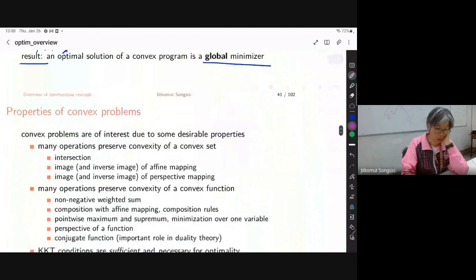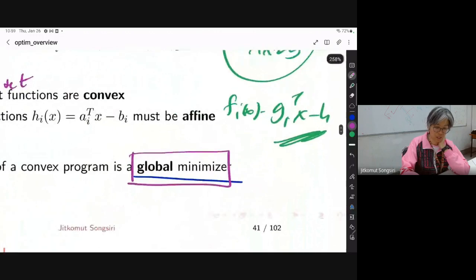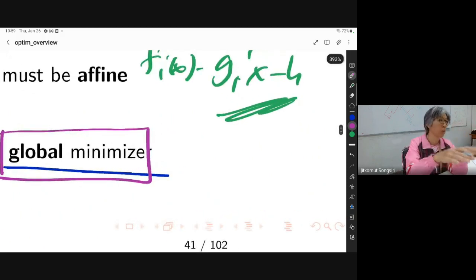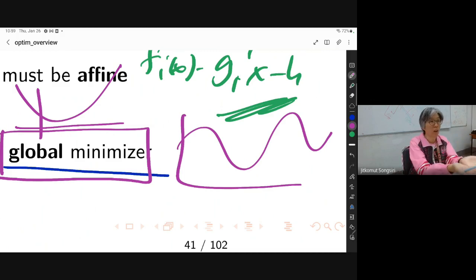Now we're almost done. This is a very important result. Usually we explain the proof and everything, but now it's enough for you to recognize this fact. Of course, if we explain with a scalar one-dimensional function, the convex function is something with an upward shape like this, so you can obviously see that you have only one local minimum, and that one will be a global minimum, unlike a non-convex function.